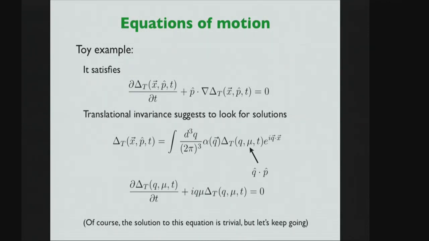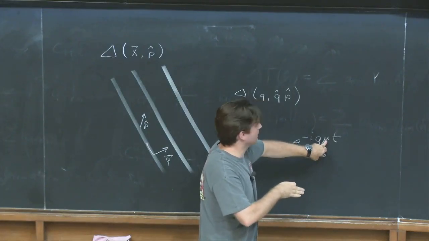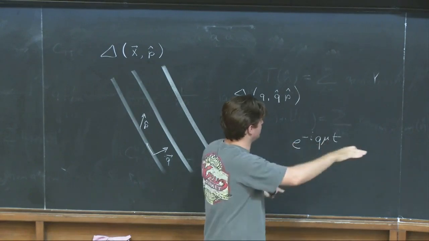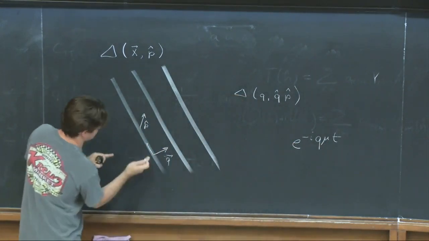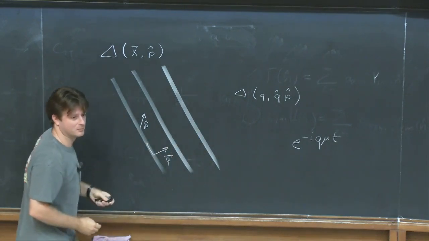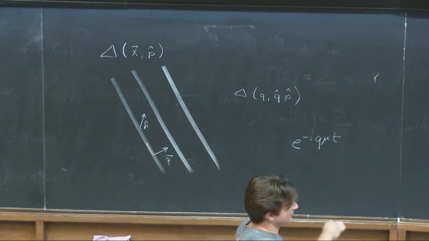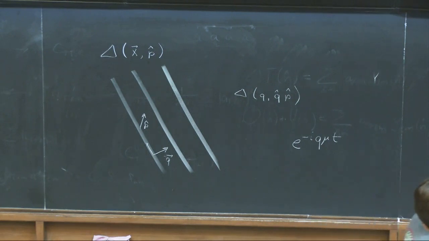On the other hand, if you have them parallel, so you have q dot p parallel, then you just get one here. So you have a plane wave that goes like e to the minus i q mu times t. This is the solution. In the case where this becomes 1, you just have a plane wave that's moving at the speed of light, which also makes sense because now the particles are moving in this direction. So you get these plane waves traveling at the speed of light. These are the solutions of these equations, just describing these simple cases. Does that make sense?